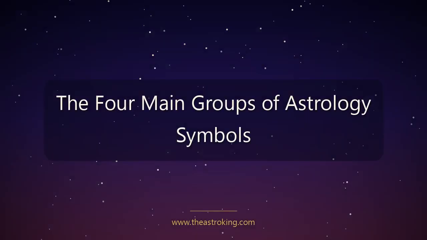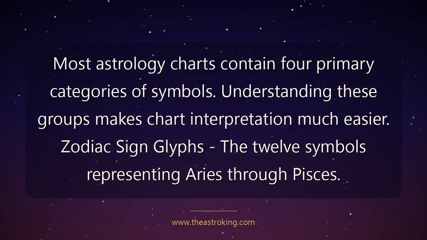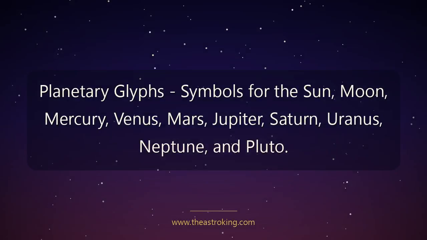The four main groups of astrology symbols. Most astrology charts contain four primary categories of symbols. Understanding these groups makes chart interpretation much easier. Zodiac sign glyphs, the 12 symbols representing Aries through Pisces. Planetary glyphs, symbols for the Sun, Moon, Mercury, Venus, Mars, Jupiter, Saturn, Uranus, Neptune, and Pluto.